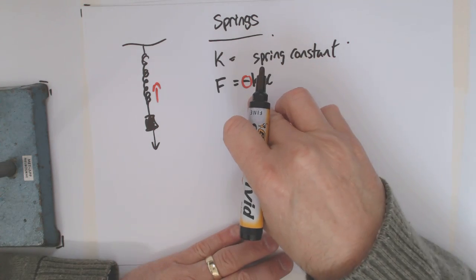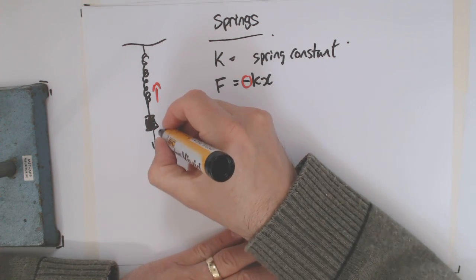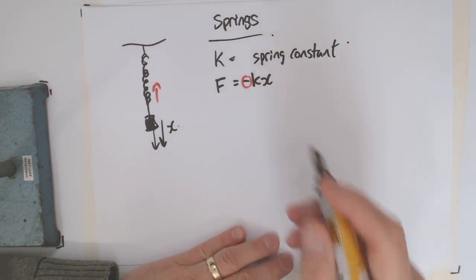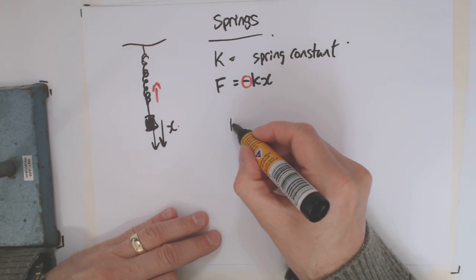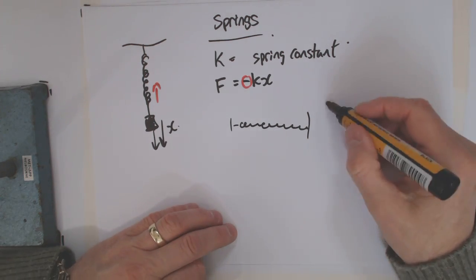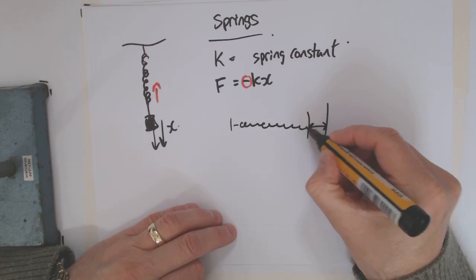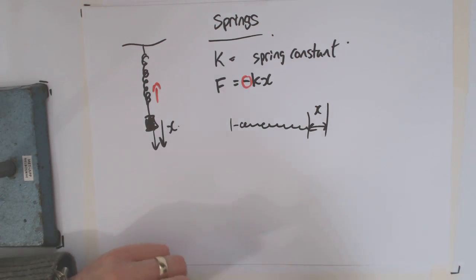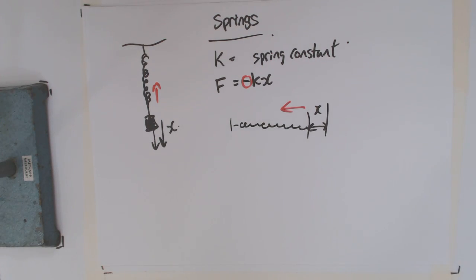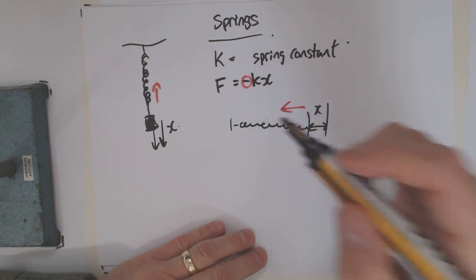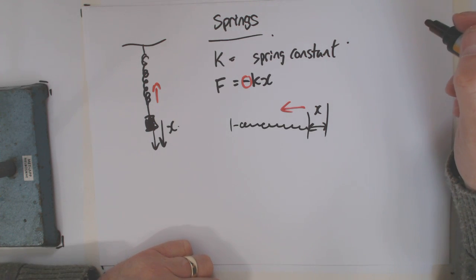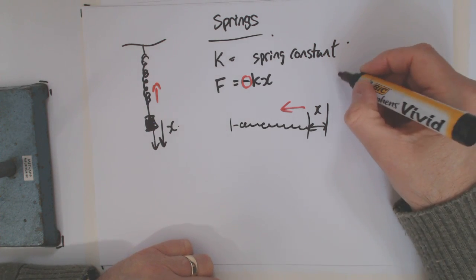The spring constant is a positive number, so x is the displacement. How far did you stretch your spring? So if I've got a spring, I'll do it long here now. That starts off there, no stretch. If I stretch it that far, that's x. The force is back that way. And so K will give you an idea of how much you can stretch your spring for a given force.